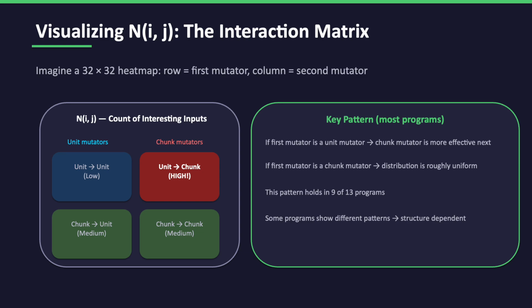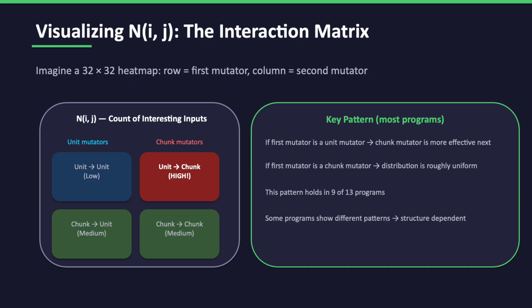Look at the schematic on the slide. When the first mutator is a unit mutator, one of those lightweight surgical operations, the second mutator is much more likely to produce an interesting input if it's a chunk mutator. The cells in the upper right quadrant light up. A small tweak followed by a big structural change is a powerful combination. But when the first mutator is a chunk mutator, a big structural change, then the distribution for the second mutator is roughly uniform. It doesn't matter as much what comes next after a big disruptive change.